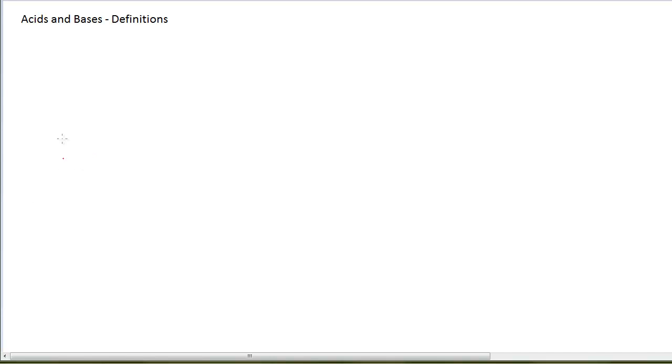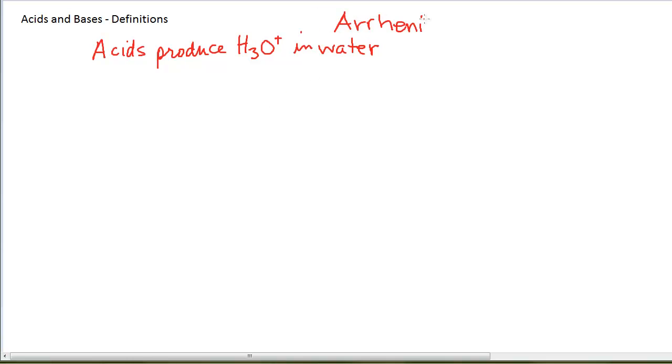In Chem 1, we learned about acids and bases in the chapter where we learned about solutions. One of the things that we learned is that acids are substances which produce the hydronium ion in water. This is known as the Arrhenius definition, and we have recently seen an example of Arrhenius when we were looking at the Arrhenius equation in the kinetics chapter. But acids produce an H3O+, which is called the hydronium ion, in water.